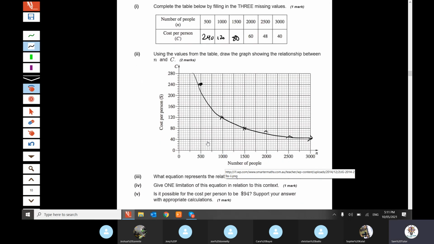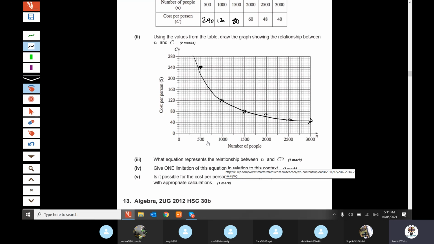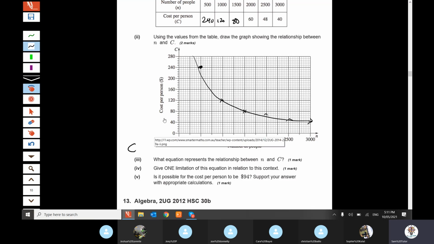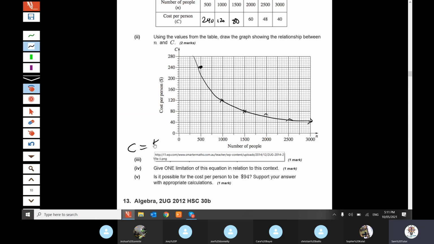What equation represents the relationship between N and C? Well, now that we know it's a hyperbola, which in other words is also inversely related, it is C, always the y value, equals K over N. I don't know where I got D from, I was thinking of another topic. C equals K over N. That's it.